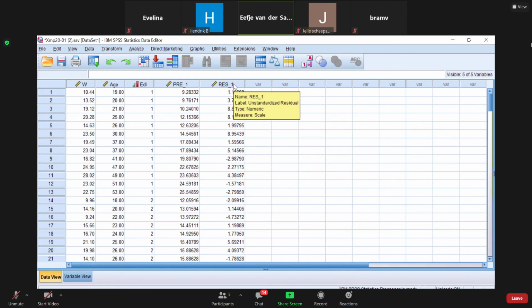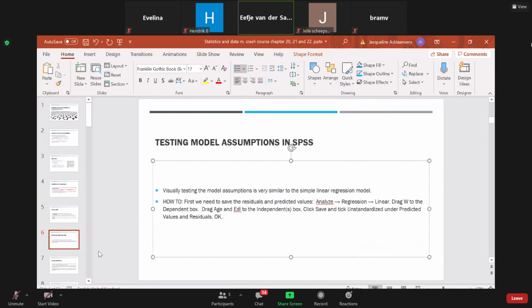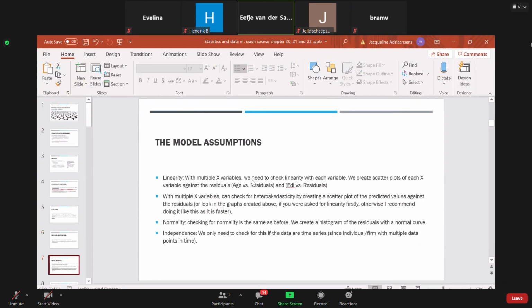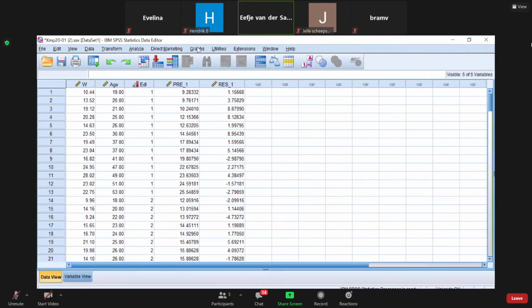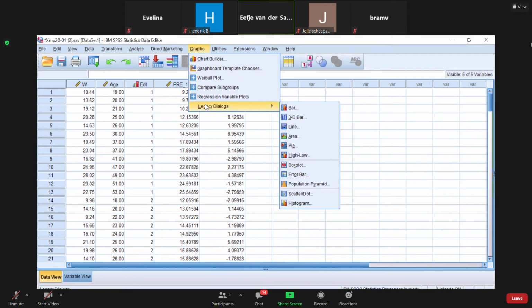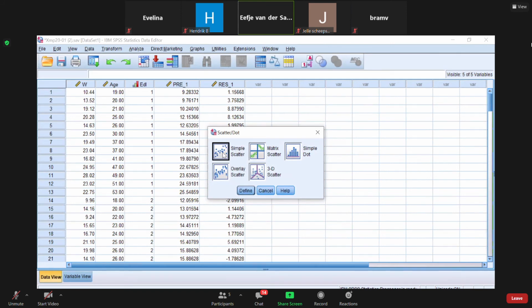What are we going to do to test them? To test the first assumption, that of linearity, the thing is, I know it's really inconvenient, but with linearity you have to check it for each variable. That's annoying, I know, but there is no other way. Remember that for linearity we made this graph where we plotted the residuals against the x value, because that's where we can see if the average is 0. So you go to Legacy Dialogs, Scatter/Dot, Simple Scatter, Define.